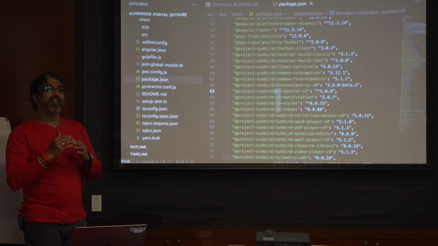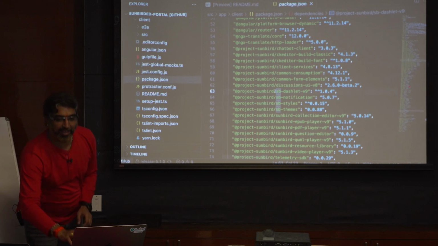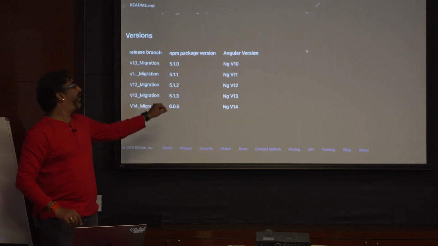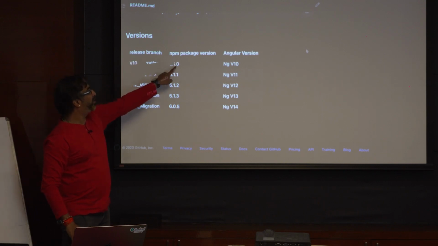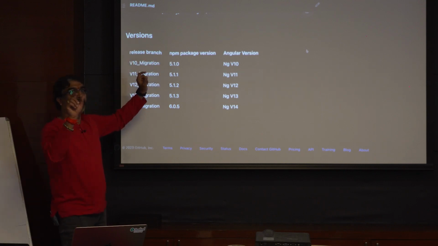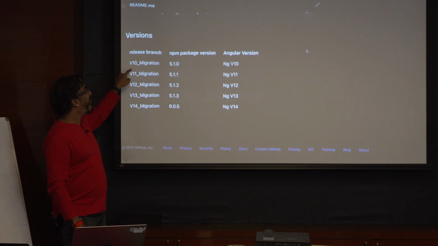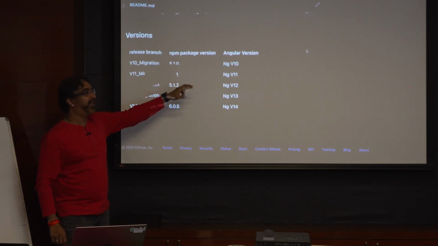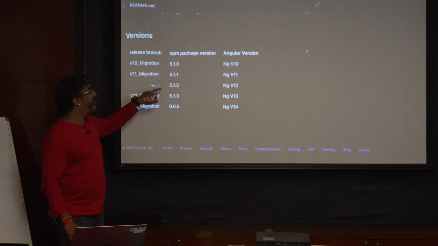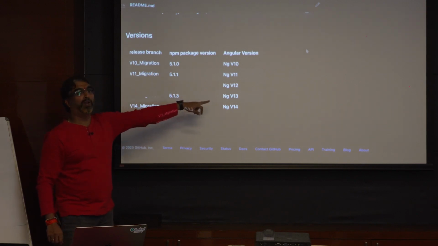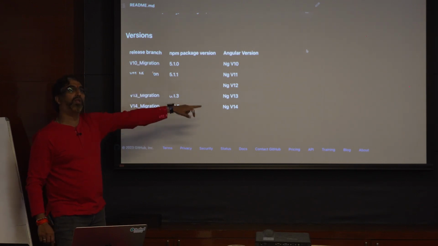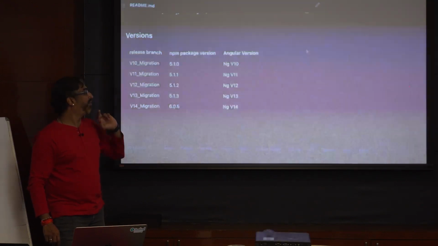What we did was we called it SB-dashlet, and for each one, if I go to SB-dashlet, we said 5.1.0. If you say SB-dashlet 5.1.0, you will get it for V10. SB-dashlet 5.1.1, you get it for V11. SB-dashlet 5.1.2, you will get it for V12. SB-dashlet 5.1.3, you will get it for V13.